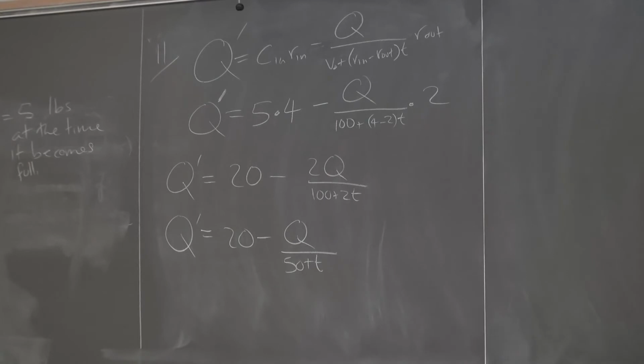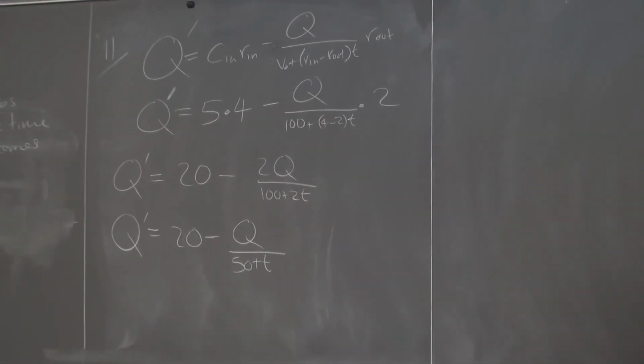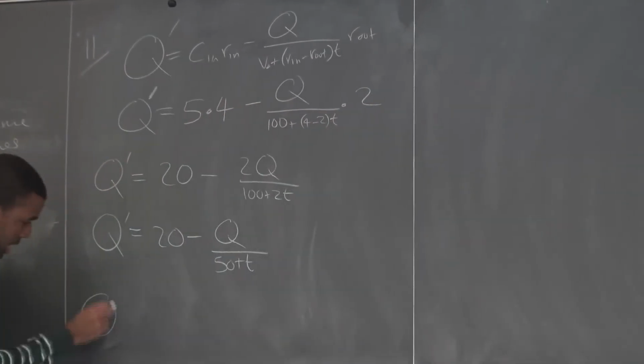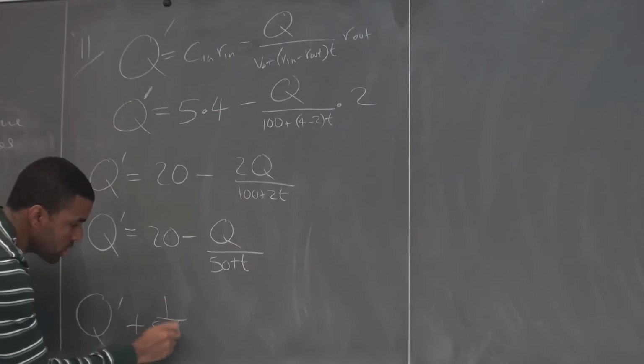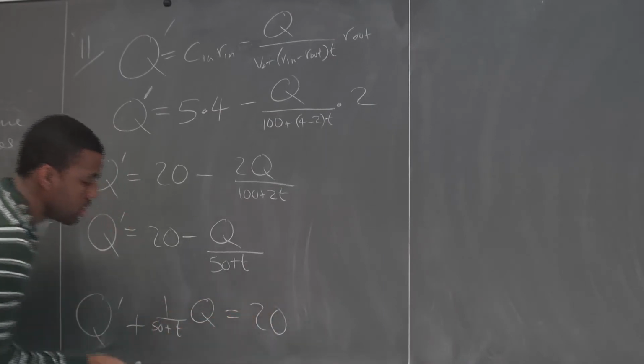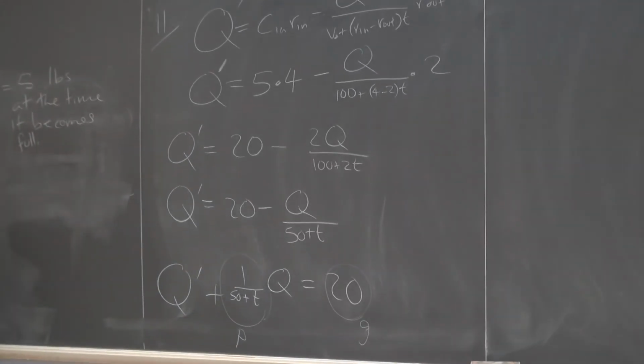Find the integrating factor. How do I find the integrating factor? Take the coefficient of... e to the integral of P. What is the P here? 50 plus t. It means I can write this in standard form: Q prime plus 1 over 50 plus t Q equals 20. This is like your P, and this is like your G, which means it's in the form of a first order linear.